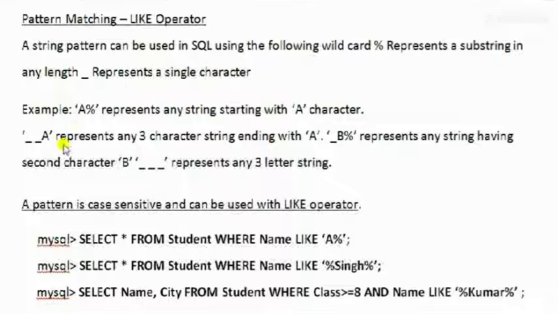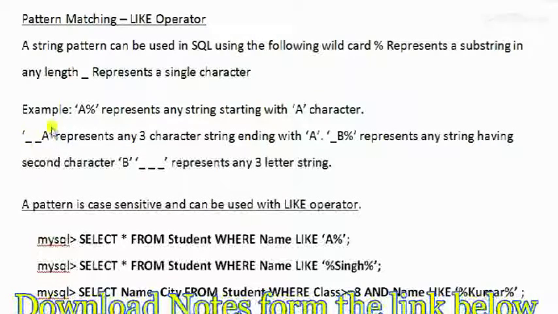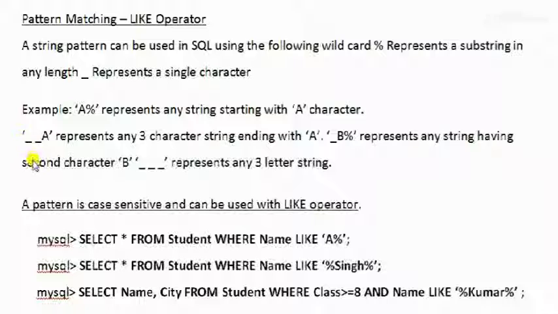So let us see, we'll understand. See, underscore underscore a, so it's a string of 3 characters. First 2 characters are unknown and the last character is a. So any 3 characters having the last character as a will be represented by underscore underscore a.